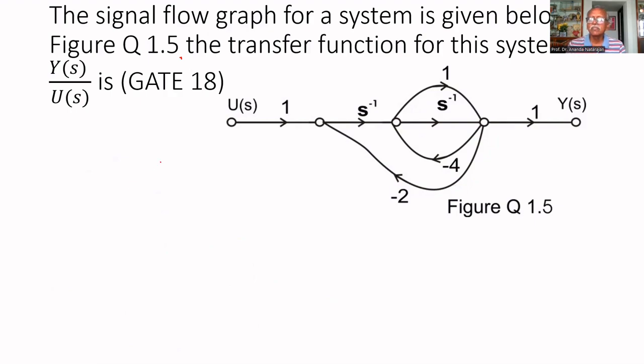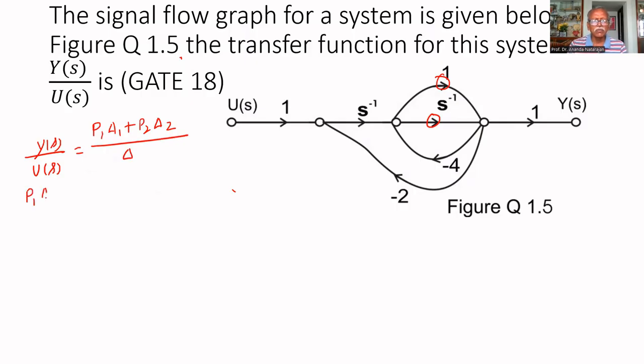The signal flow graph for the system is given in the figure below. We have to find the transfer function of the system, Y(s)/U(s). We have to use Mason's gain formula. Y(s)/U(s) equals, there are two forward paths, therefore, P1 delta 1 plus P2 delta 2 divided by delta.